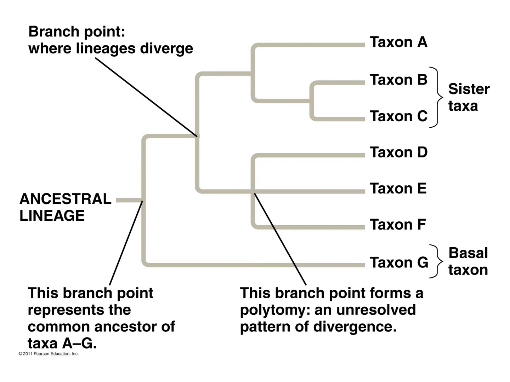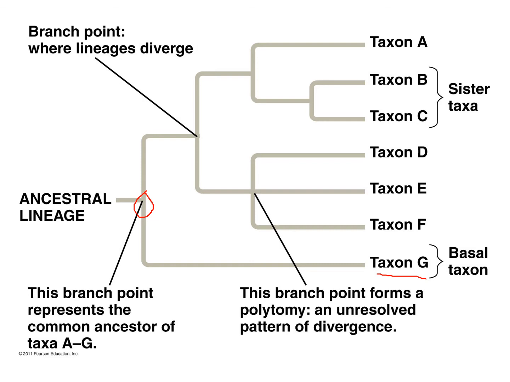So if we go back to the base of the tree right here, that represents the common ancestor of all those taxa. The first taxon to diverge from the rest is G, right? So we see their branch coming directly from the ancestral node. And so we call G the basal taxon. Any taxon A through F would be more closely related to each other than any would be to G.